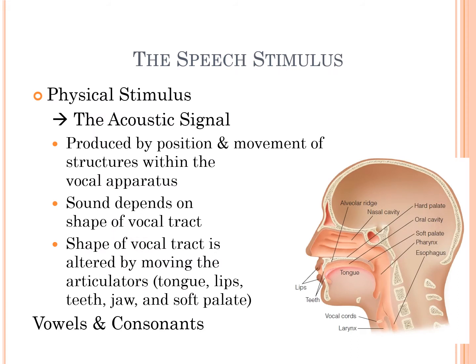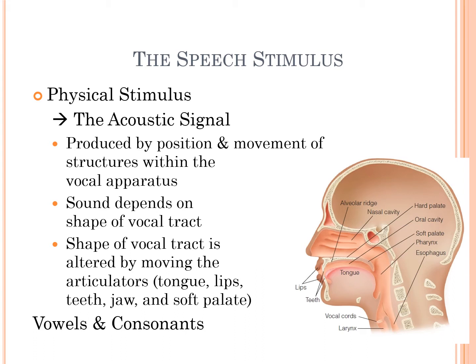I'm going to talk for a little bit about the speech stimulus, the physical stimulus of speech. It is called the acoustic signal. What I have there to the right is a picture of a person where you can see the insides, you can see the articulators, as they are called. The acoustic signal is produced by the position and movement of these structures within the vocal apparatus. And so we are changing the shape of the vocal tract, and the sound that we make depends on the shape of the vocal tract. We are doing this with, as I said, these articulators.